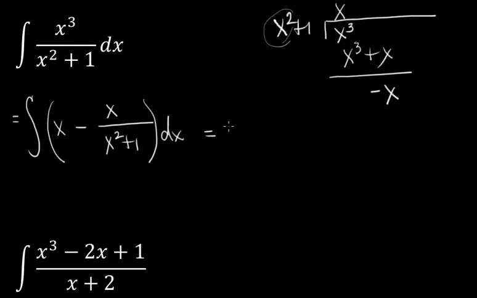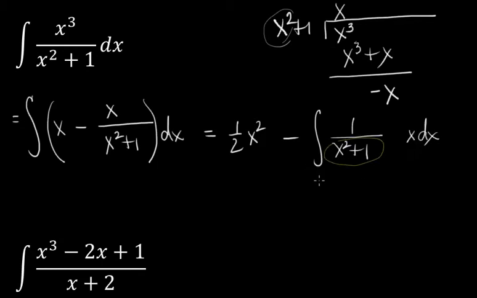Again, in this example, we don't need to have any special way of integrating because we know how. The integral of x dx is 1/2 x squared, and then we have minus the integral of 1 over x squared plus 1, and we have an x dx. This is a simple substitution. If u was equal to x squared plus 1, then du is 2x dx, and I need to adjust with 1/2. So we have there 1/2 the integral of 1 over u du.